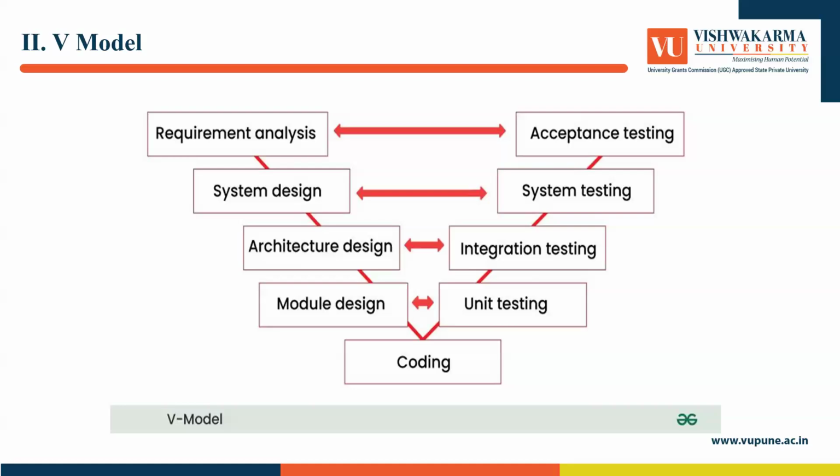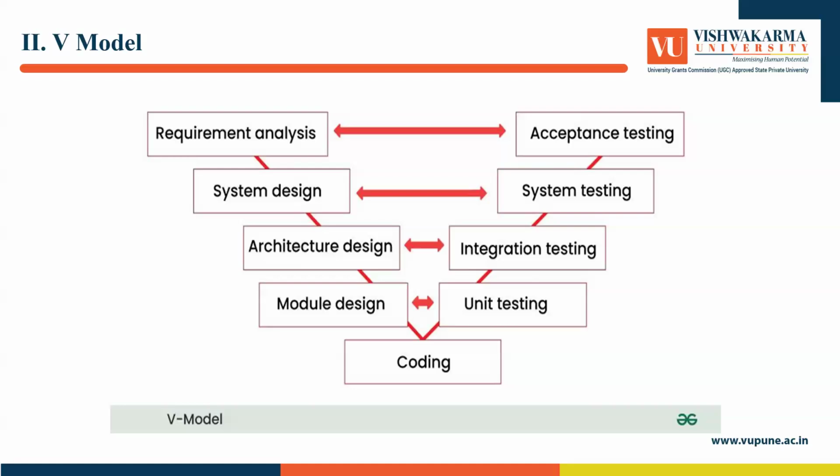The next phase is architectural design. In this phase, architectural specifications are designed. It contains the specification of how the software will link internally and externally with all the components. Therefore, this phase is also called high level design, HLD.